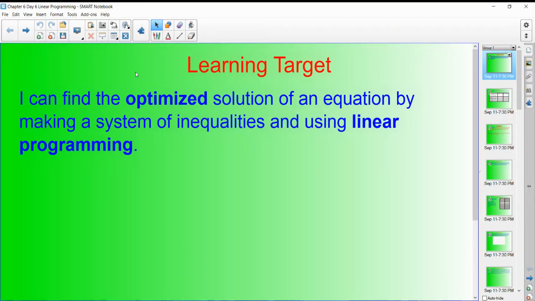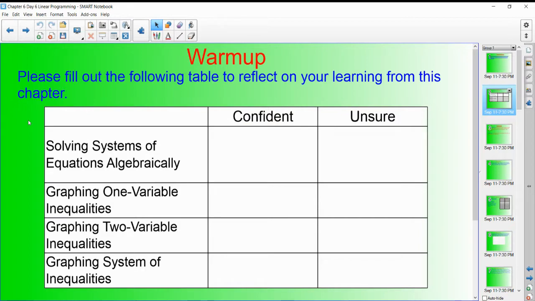This is what companies use all the time. People program computers to do this, where you put in parameters and you figure out how to get the biggest return on your product. So before we do that, I want us to reflect on this chapter.